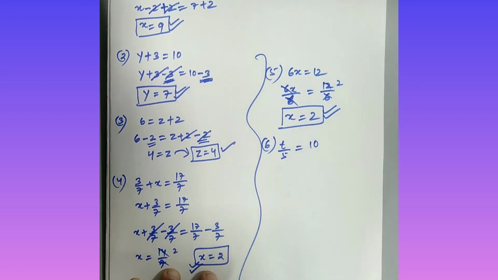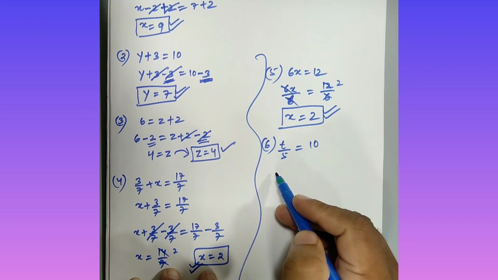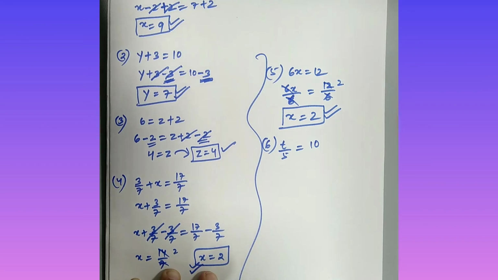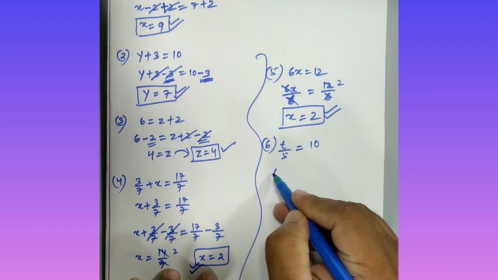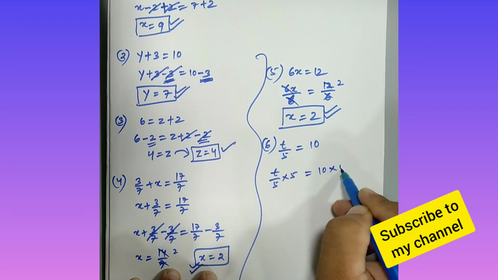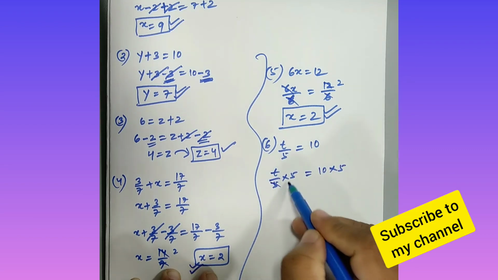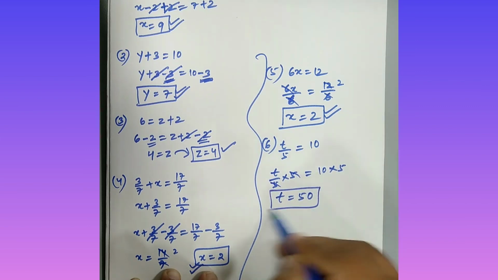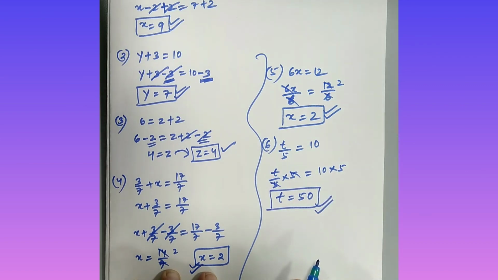On the LHS, left hand side, what number should I write so that I will get t? What number you have to write here in LHS so that you get the value of t only? Simple, you have to multiply by 5 both in LHS as well as RHS. So t by 5 multiplied by 5 on the LHS side, and the RHS also multiplied by 5. Good, very good. So the 5 cancels, you are getting t value 10 into 5. What is that? 50. So this is your answer.